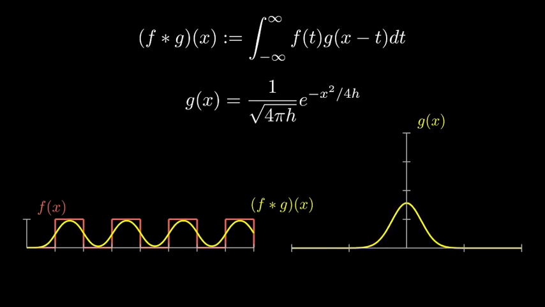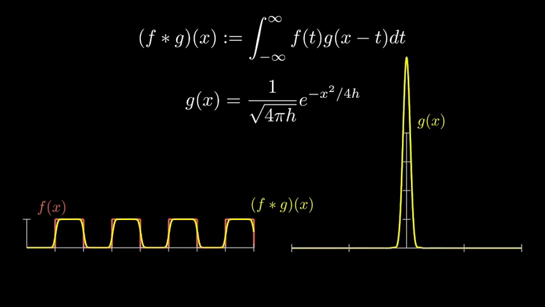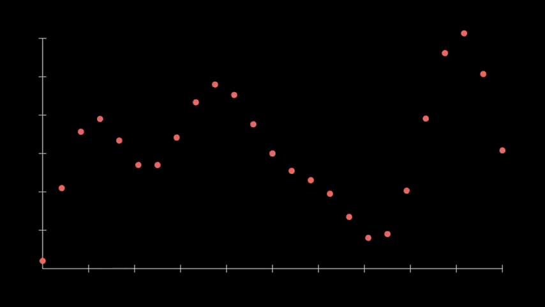As we go backwards and decrease h, the Gaussian gets narrower, and f convolved with g becomes closer and closer to f. So really, this just confirms the same intuition we built in the Gaussian blur example, but just with more mathematical specificity.